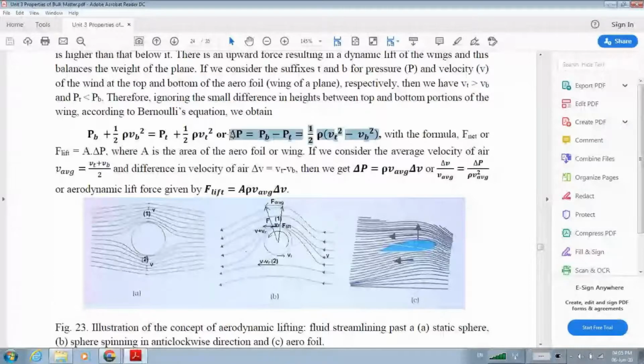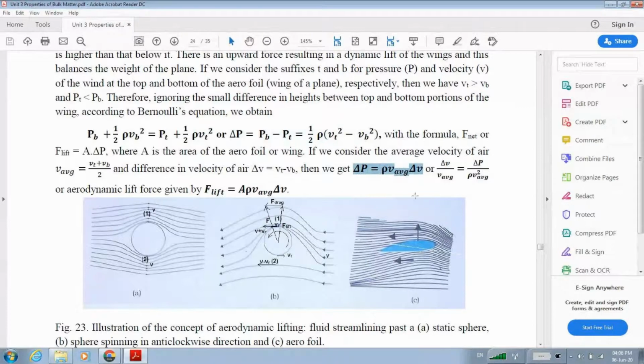Here Vt square minus Vb square, if you consider it as A square minus B square, you can write it as A plus B into A minus B. So A plus B by 2, that is Vt plus Vb by 2, we can write as the V average, and Vt minus Vb, that is A minus B, we can write as delta V. So ultimately we get delta P equal to rho V average into delta V.